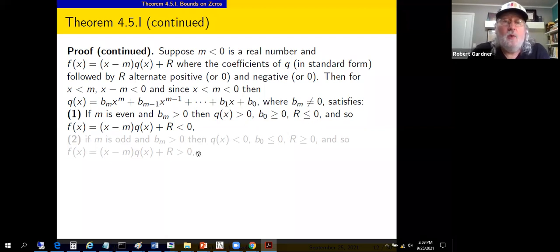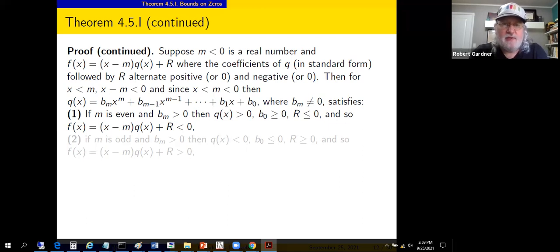Then what happens when you take x minus m times Q of x plus R? You know it factors like this. We stated that earlier. This is positive. X minus m, hey, x minus m is less than 0. This is negative. Negative times positive, that's going to be negative. To that, we have added something that's negative, or 0, resulting in something that's negative. This is negative or 0. Add them together, you get something that's negative. That is something that's less than 0.